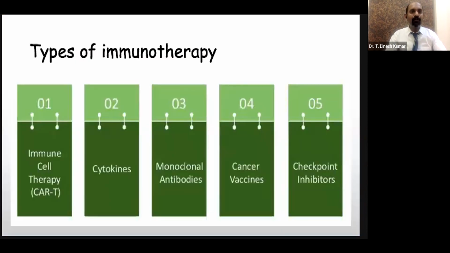So what are the different forms of immunotherapy? There are different forms of immunotherapy. This is not in the order of evolution, but still, the first one is the immune cell therapy, which is called CAR, that is the chimeric antigen receptor T cell therapy. And then the cytokines, monoclonal antibody therapy, the cancer vaccines, and checkpoint inhibitors, each one having its own advantage and disadvantage.